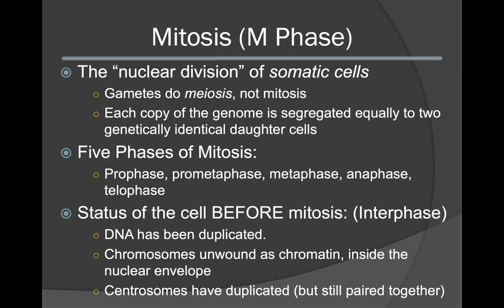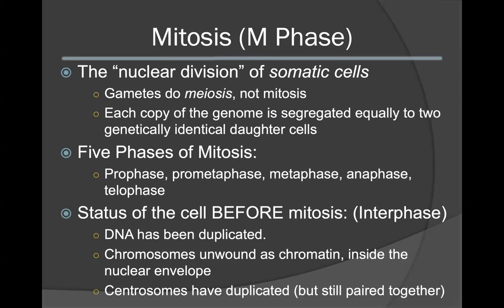Gametes undergo a different process called meiosis, which we will take a look at in the next lecture. We have 5 general phases of mitosis. They consist of prophase, prometaphase, metaphase, anaphase, telophase. This will then be followed by cytokinesis.